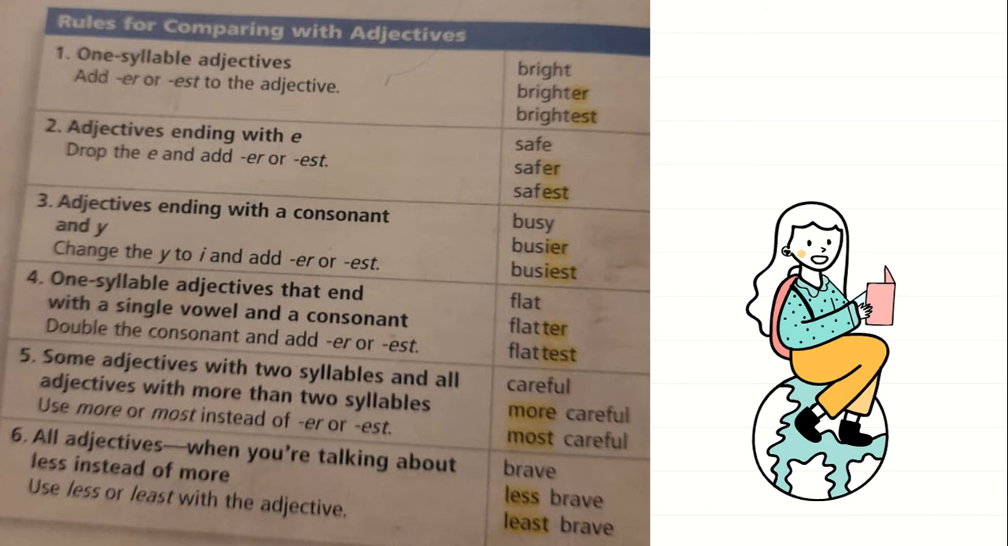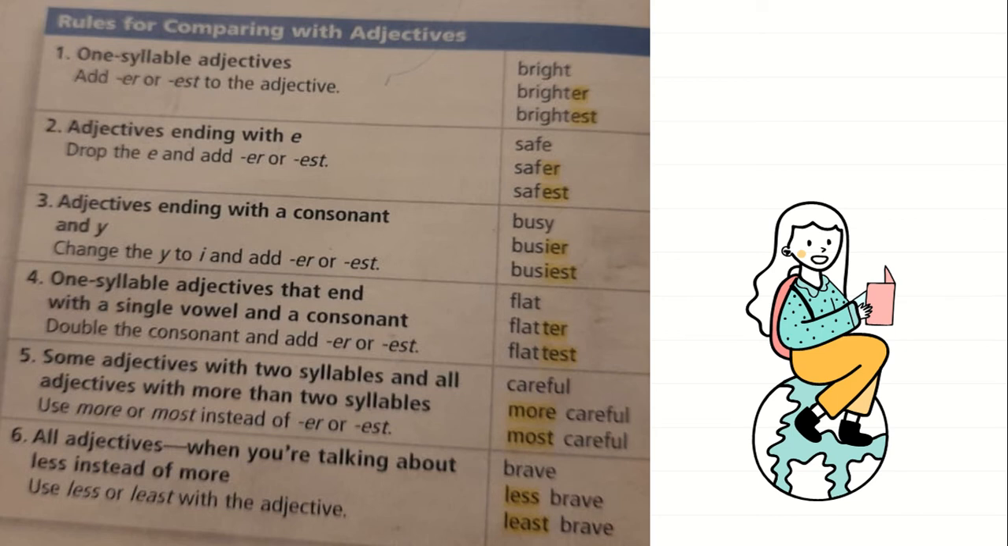One syllable adjective, you add ER or EST. The adjective bright: brighter, brightest. Adjectives that end in E, you drop the E and add ER or EST. Safe, safer, safest. Adjectives with a consonant and Y, you change the Y to an I and add ER or EST. Busy, busier, busiest. One syllable adjective that ends with a single vowel and a consonant, you will double the consonant and add ER or EST.